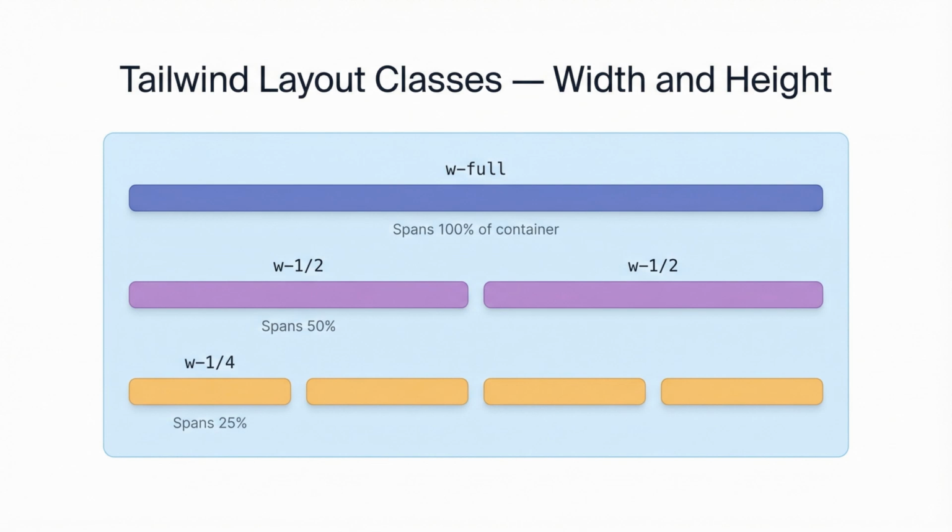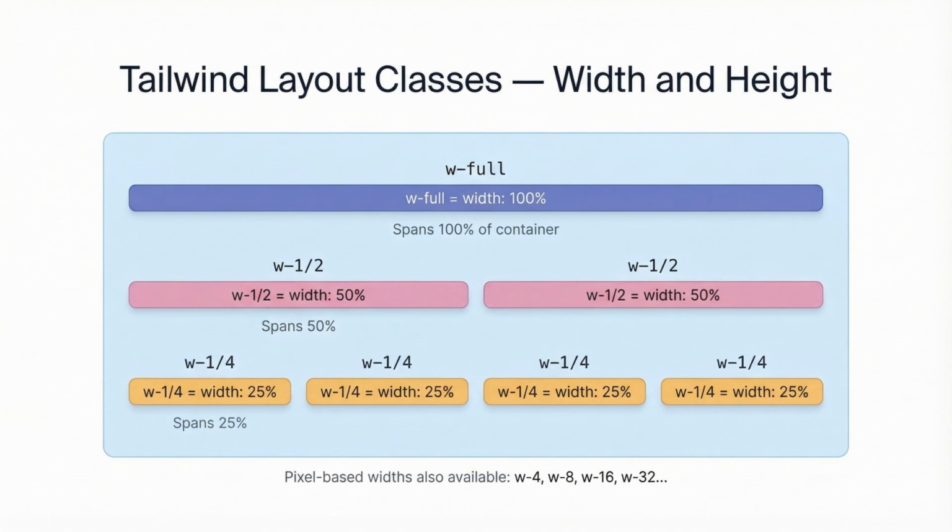Tailwind makes it very easy to control the width and height of elements. The class w-full sets an element to 100% width of its container. w-1/2 sets it to 50%. w-1/4 sets it to 25%. These fractional width classes are incredibly useful for building responsive column layouts without writing a single line of CSS.